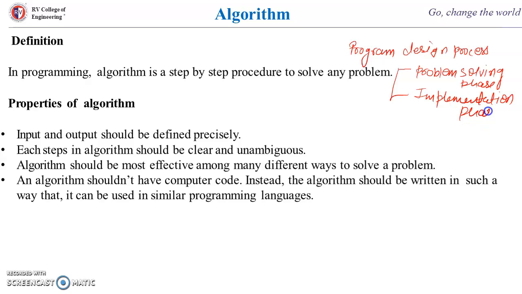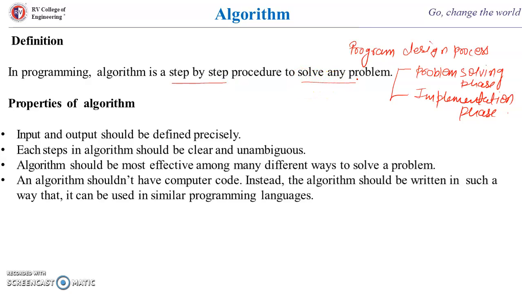phase. So problem solving phase is where we create an algorithm that solves the problem, and second phase of the program design is we translate algorithm into programming language. So whenever we have any problem, first phase is we have to write an algorithm, and then we have to convert that algorithm into some programming language. So now what is an algorithm? An algorithm is a step-by-step procedure to solve any problem.